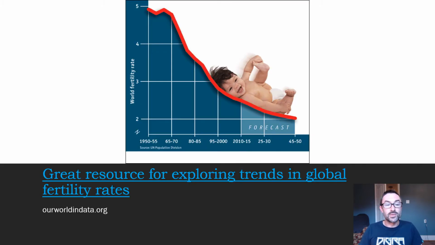There's some really good resources here for exploring the fertility rate, the trends in the declining fertility rate. And that's not just in the US, but pretty much globally. Check out ourworldindata.org. And if you have the PowerPoint, this link here, ourworldindata.org/fertility-rate is really good here.